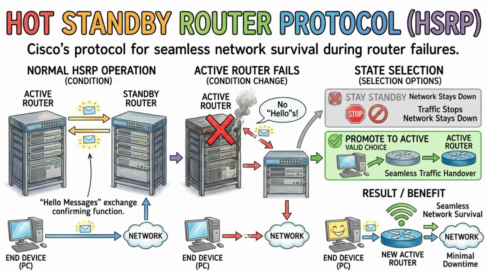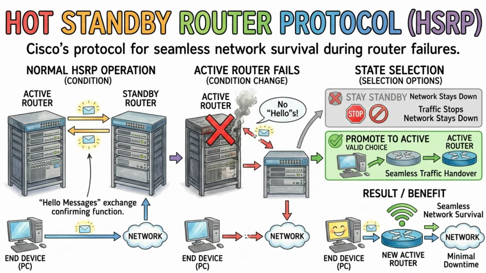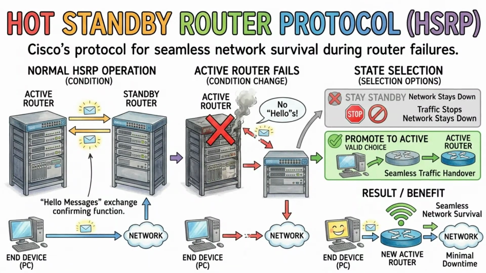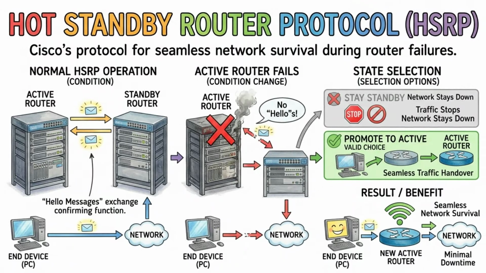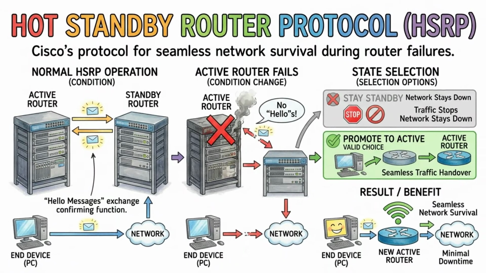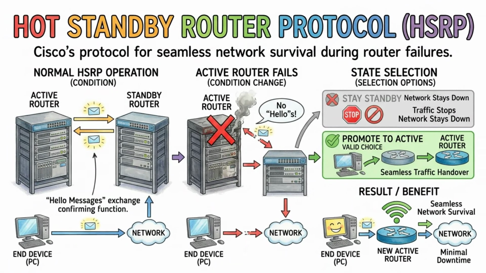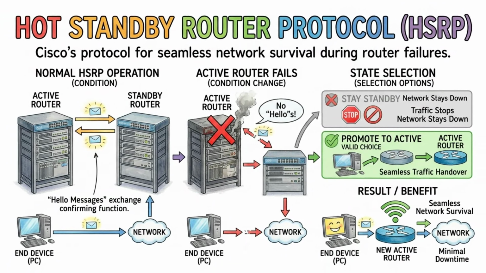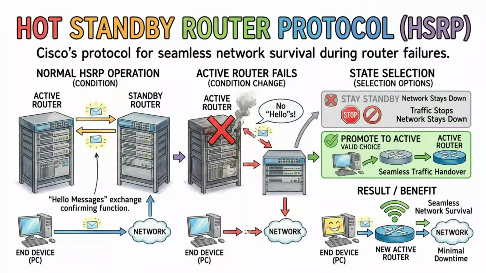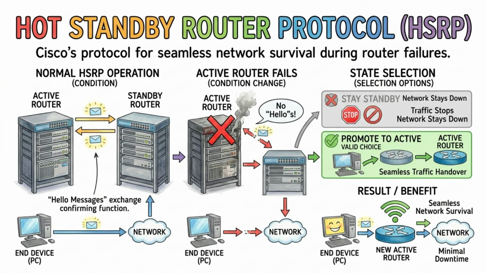The standby router constantly listens for specialized hello messages from the active router to confirm it is still alive and functioning normally. The exact moment those hello messages stop arriving, the standby router promotes itself to the active role and immediately begins forwarding the network traffic. HSRP provides seamless network survival during hardware failures, making it a highly tested topic for modern network design.